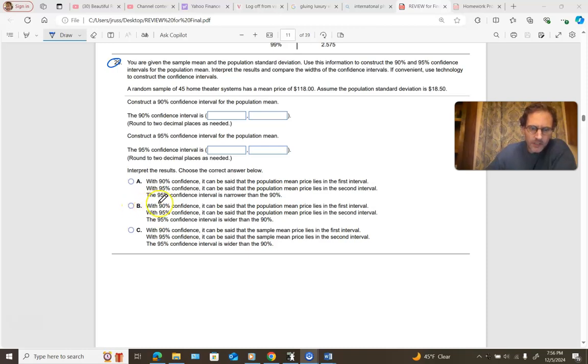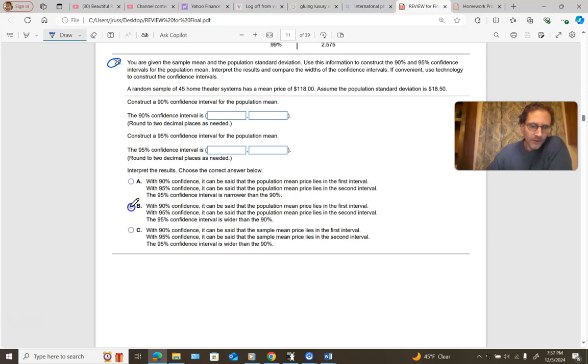I think it's going to be B. It says, with 90% confidence, it can be said that the population mean price lies in the first interval, within this first interval that we found. And then with 95% confidence, it can be said that the population mean price lies in the second interval. And then the 95% confidence interval is wider than the 90%. It has to be wider, guys, because we're trying to use a higher level of certainty.